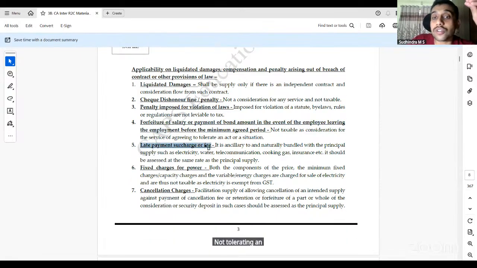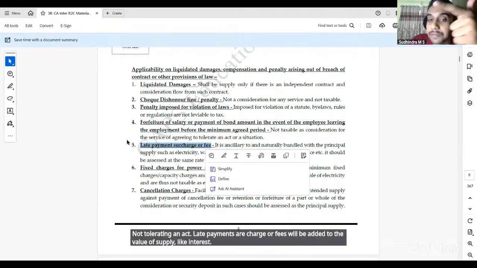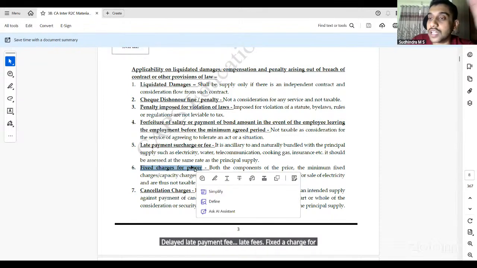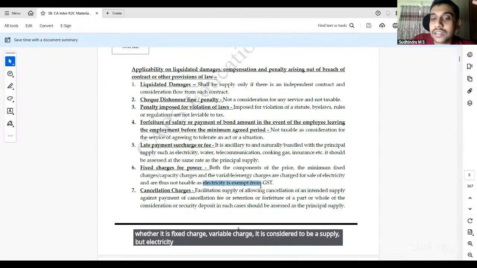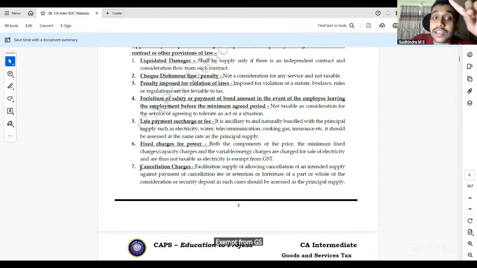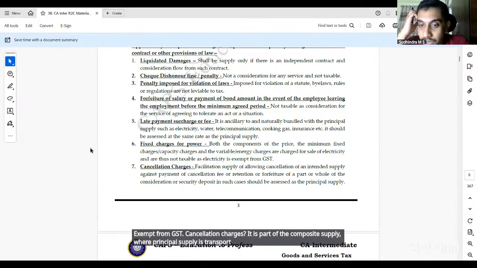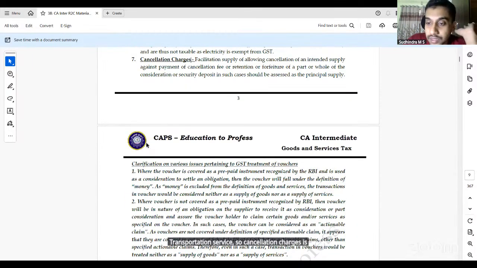Late payment surcharge or fees will be added to the value of supply, like interest, delayed payment, late fees. Fixed charge for power, electricity, whether it is fixed charge or variable charge, it is considered to be a supply, but electricity normally will be exempt from GST. Cancellation charges, it is part of the composite supply where the principal supply is the transportation service. So cancellation charges is taxable.